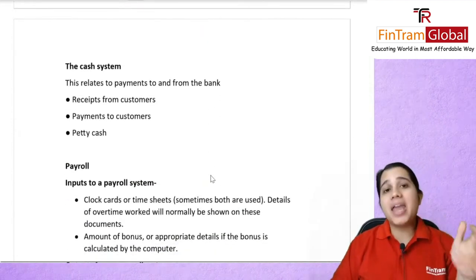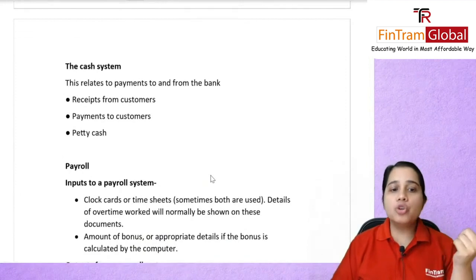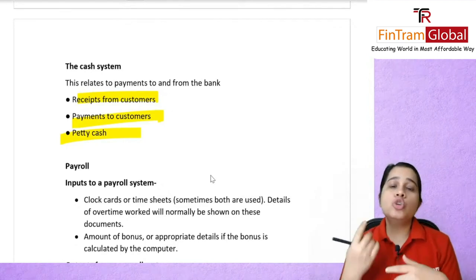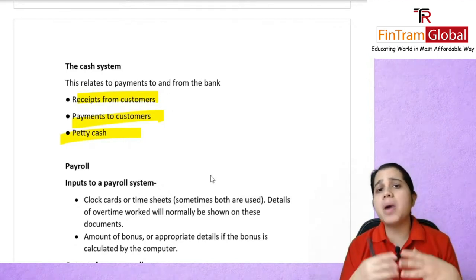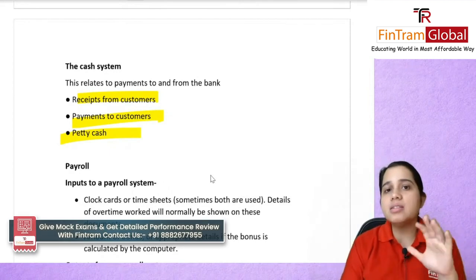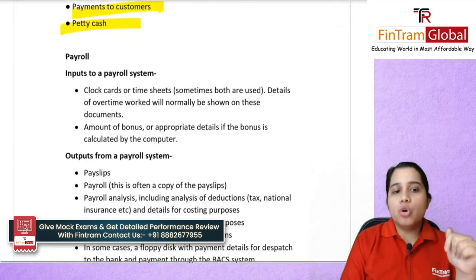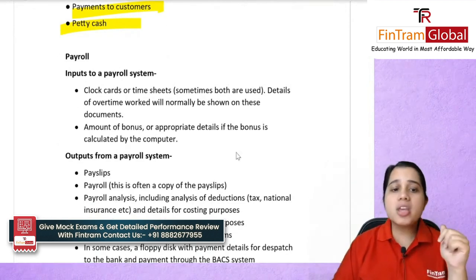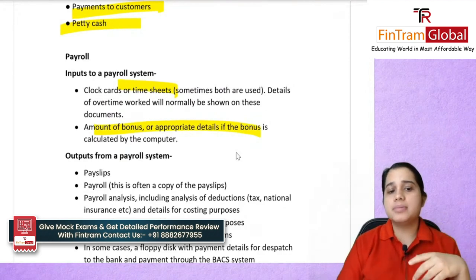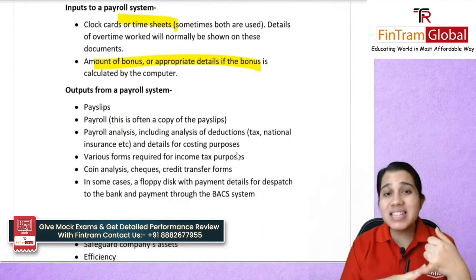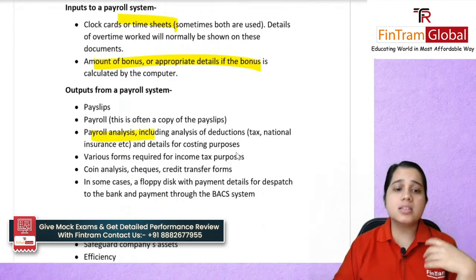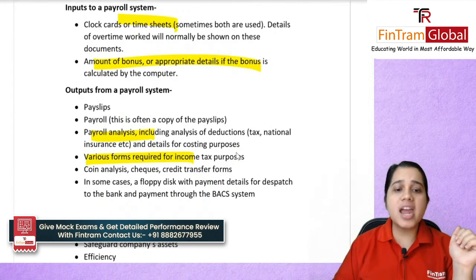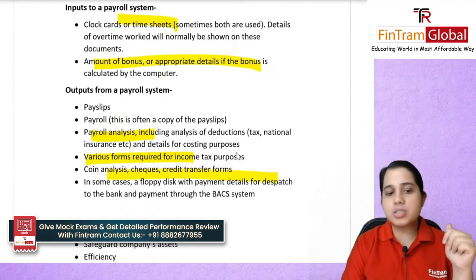Cash system: any payments to the bank, from the bank, receipts from customers, payments to suppliers, and your petty cash. For petty cash it is good practice to do a reconciliation, probably every month, so that you know it is at the correct level. Payroll: you could have various inputs to your payroll system, such as your clock cards, the timesheets that employees fill in, and the amount of bonuses. What outputs do you get? You get your pay slips, your payroll analysis, and any information you need for tax purposes. All of that forms part of your outputs.